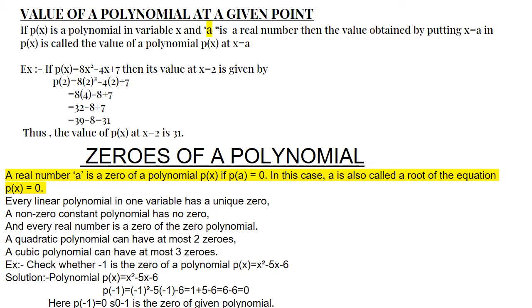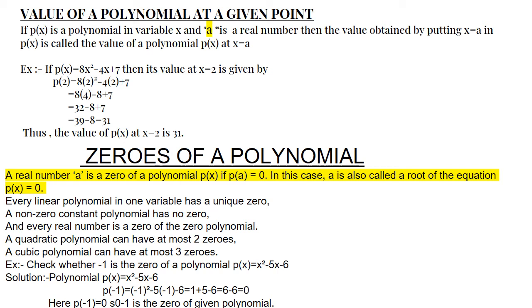So 2 square is equal to 4, minus 4 twos are 8, plus 7. 8 fours are 32 minus 8 plus 7. So this is 32 plus 7 is equal to 39, minus 8 is equal to 31. Thus the value of p(x) at x equal to 2 is 31. So this is the value of a polynomial at a given point. What is the given point here? x equal to 2. The value of the polynomial 8x square minus 4x plus 7 is 31 at x equal to 2. That means we are obtaining the value by putting a real number instead of x.